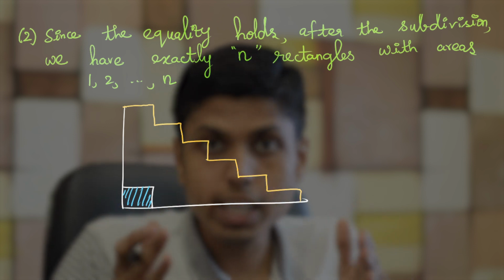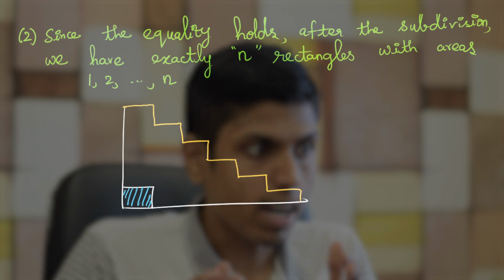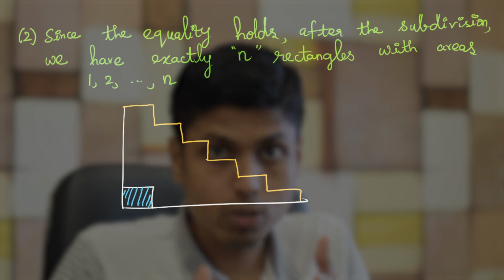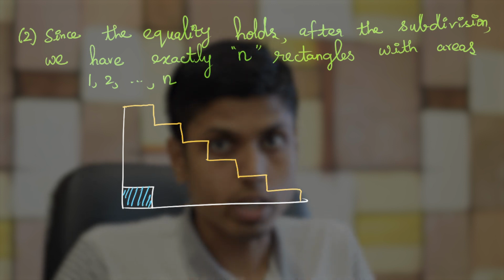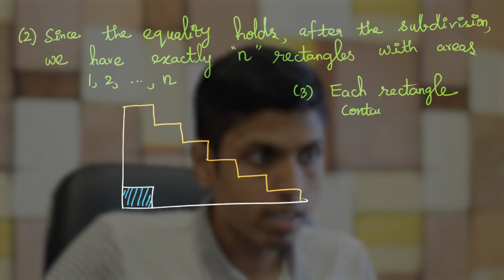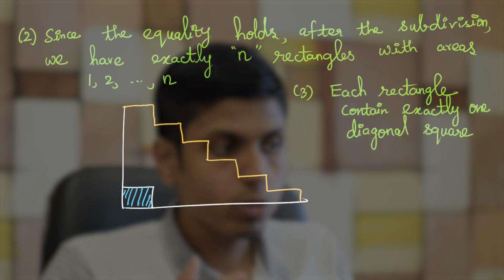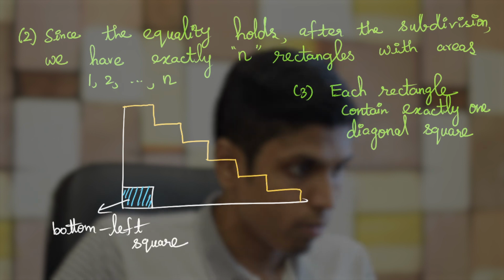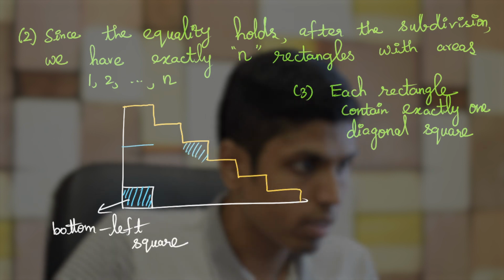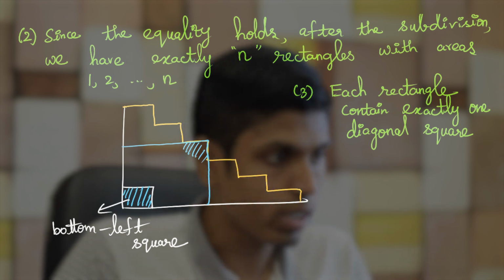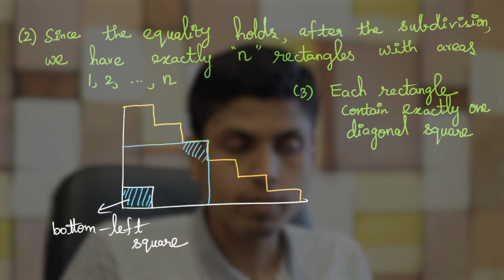This is because there are exactly n diagonal squares and there are exactly n rectangles in the subdivision. Also, each rectangle should contain at most one diagonal square. This means, as a third observation, that each rectangle contains exactly one diagonal square. Suppose you consider the rectangle containing the bottom left square, which contains this corner diagonal square. So it would look like this. That is the rectangle containing that corner diagonal square, thereby completing the rectangle.